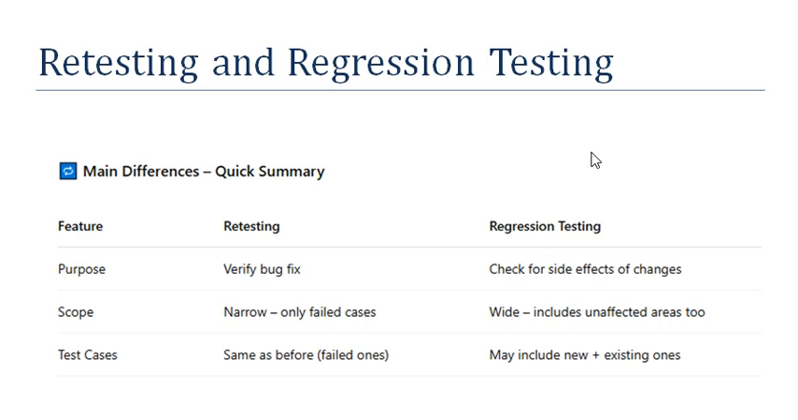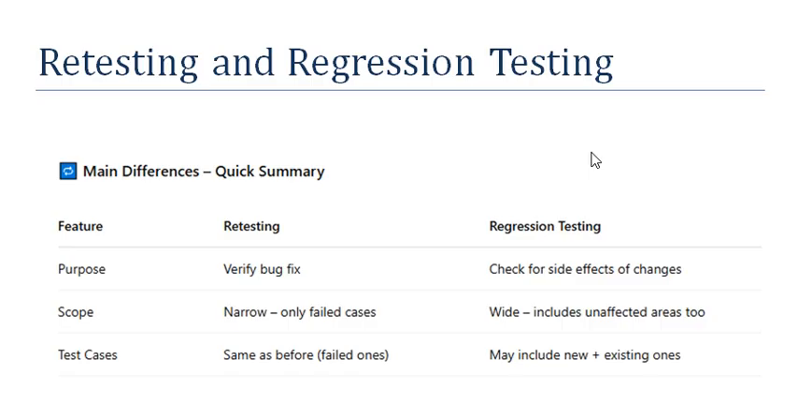Imagine a developer fixes a login issue. Now we retest that same login functionality to confirm that the fix actually works. In simple words, retesting is done to check whether the original defect is really resolved or not. Some key points: retesting is planned and done on the same test case that failed earlier.